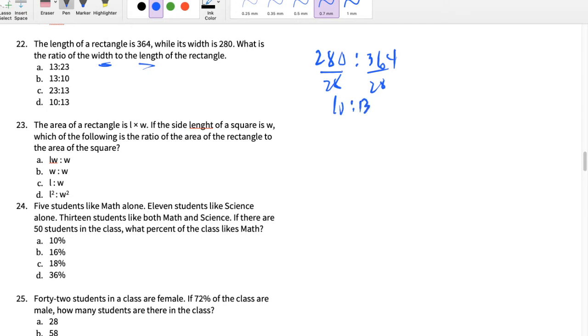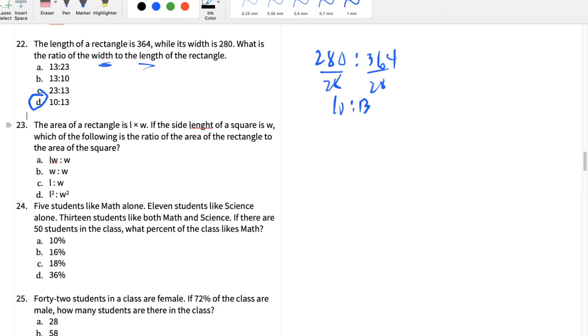Okay? So, kung hindi nyo alam na greatest common factor nila is 28, again, pwede nyo siyang simplify paunti-unti. Start with 4. Okay? And then, next makikita nyo, divisible siya by 7. Okay, so the answer here would be letter D.